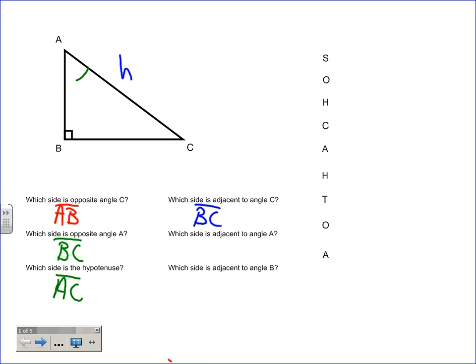Now we're asked about adjacent for angle A. Well, here was angle A, right? That one over there is opposite. That one's still hypotenuse. That hasn't changed. So the one left over to be adjacent to angle A is AB.